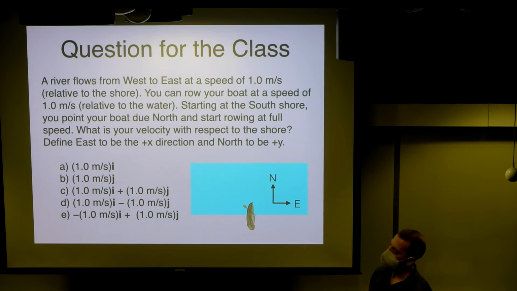So we're going to give this velocity that you come up with in xy form. So our coordinates that we'll use to do this are right here. Positive x direction is going to be east. Positive y direction is going to be north. So relative to the shore, what will your velocity look like?